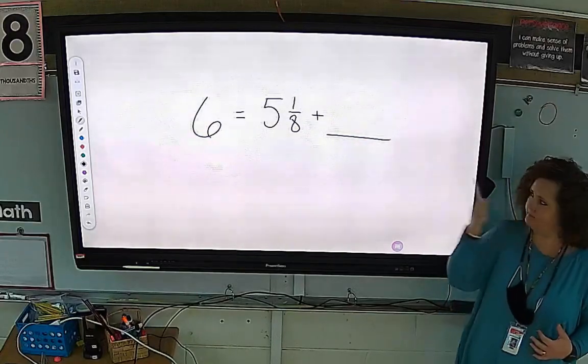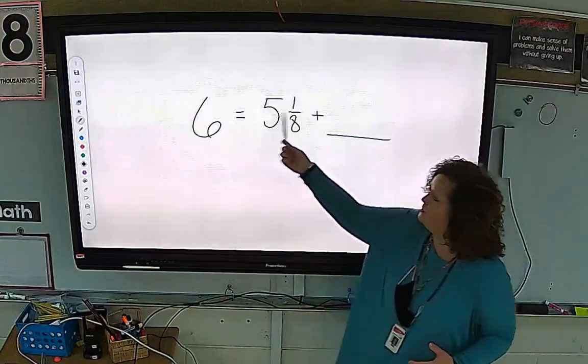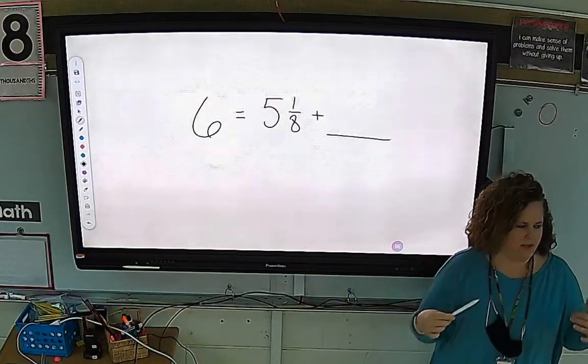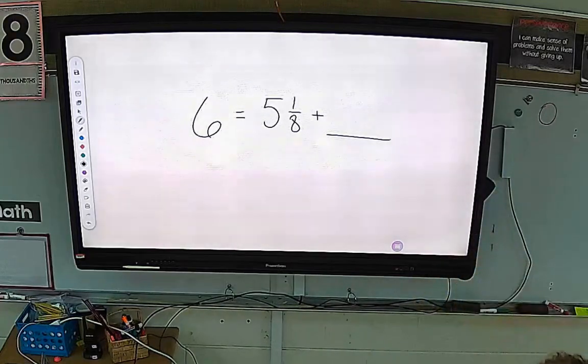Equals 6. Okay? 6 equals 5 1/8 plus what? What does 5 1/8 need to get to 6? How much more do they need to get to 6? How much more? I'm going to call on those folks whose hands are up. You got 5? You got 5 and 1/8. How many more 8s do you need to get down to 6? 2.